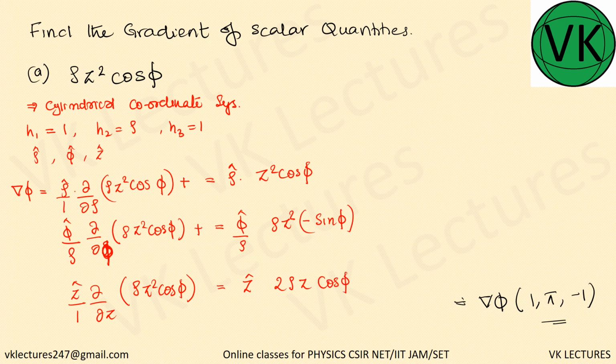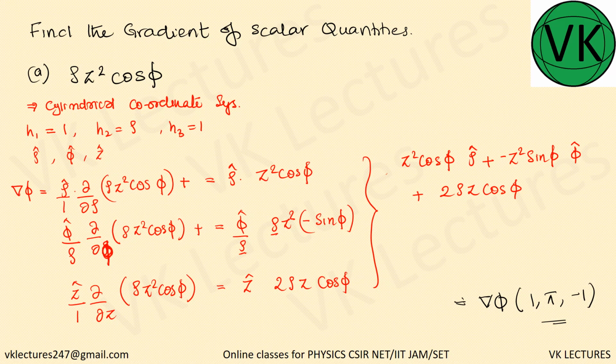Now you can write this in general: z square cos phi rho cap plus, this 1 by rho and 1 by rho, this one and this one get cancelled, so minus z square sin phi phi cap, plus 2 rho z cos phi z cap.